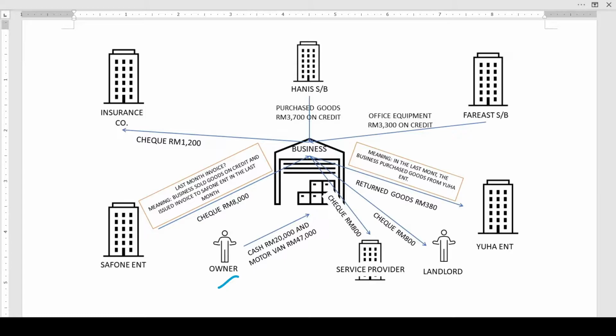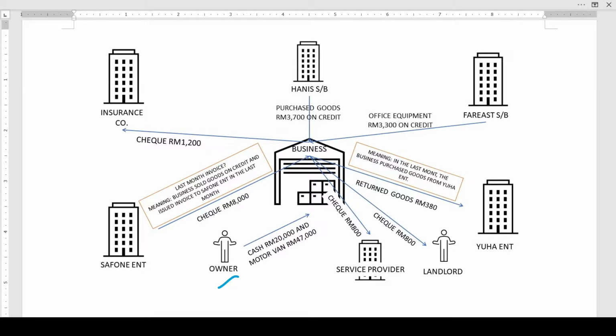So from this transaction, what does the business have? The business now has cash and also a motor van. These two are in the category of asset. So what happened to the asset of the business? Asset of the business will increase.